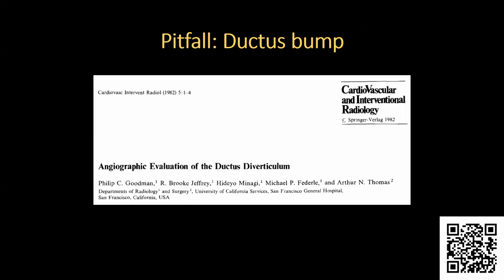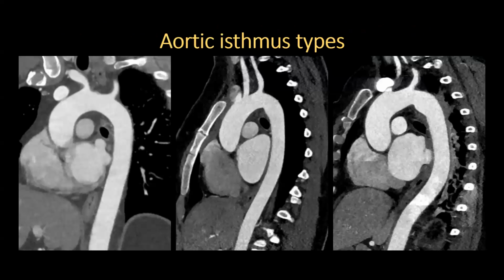This is an old paper from 1982 that nicely describes the different aortic isthmus types on catheter angiography. A type 1 isthmus is concave. A type 2 isthmus has straightening or mild convexity, and a type 3 isthmus is a focal bulge. It is important to know that these variations exist, but not important to name the types.